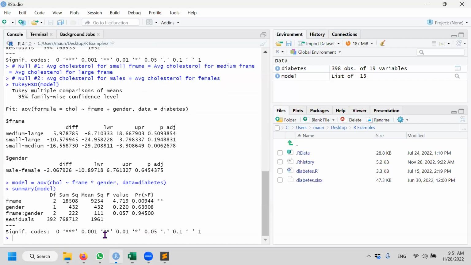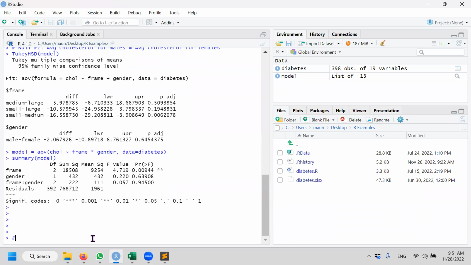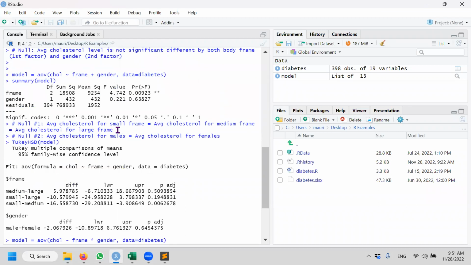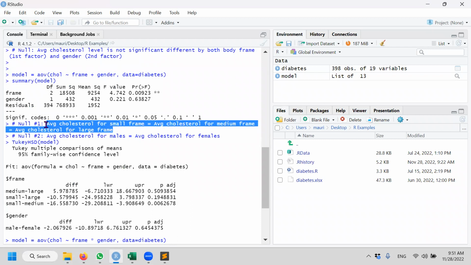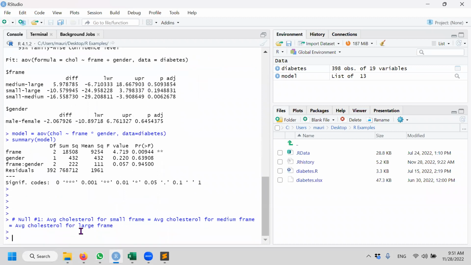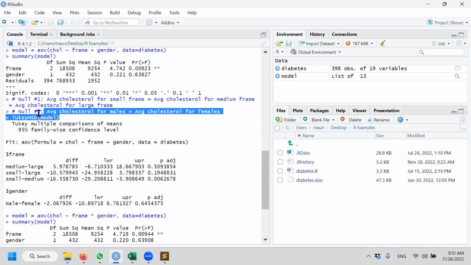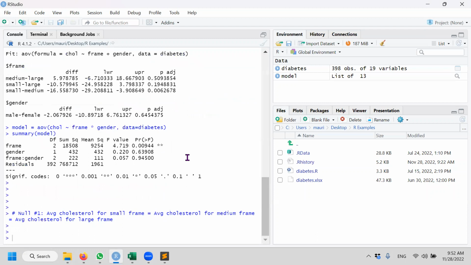What we are trying to do is construct 3 null hypotheses now. So our null hypothesis 1 will be the same average cholesterol between small, medium, and large body frame. Okay. The null hypothesis 2 is between males and females. That's what we did in our two-way ANOVA.